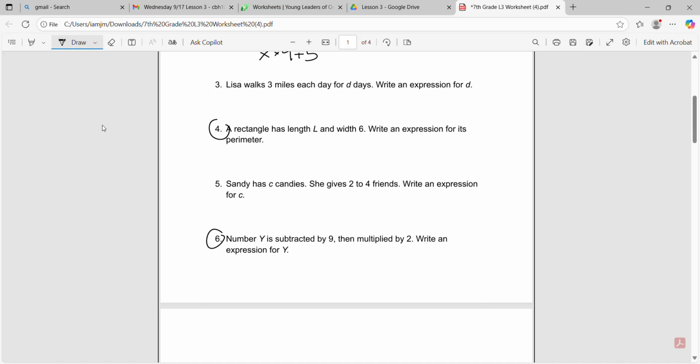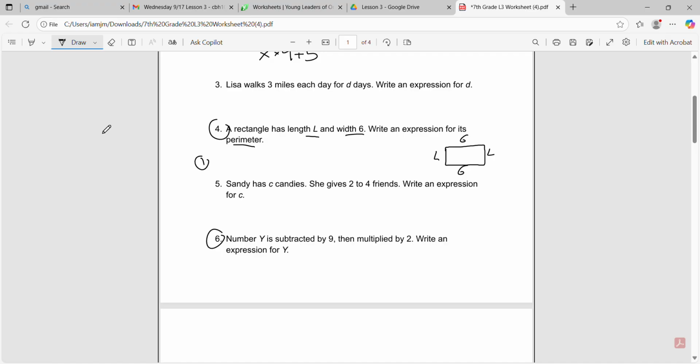A rectangle has a length L, so we don't know how long it is, and a width of 6. Write an expression for its perimeter. So let's draw a model on the side so it's easier to understand. Let's draw a rectangle. The length is unknown, and we know the width is 6. So it's asking for the perimeter. To find the perimeter, you have to add up the sides of a shape. So there's 2 answers for these questions. If you get any of them right, you're correct.